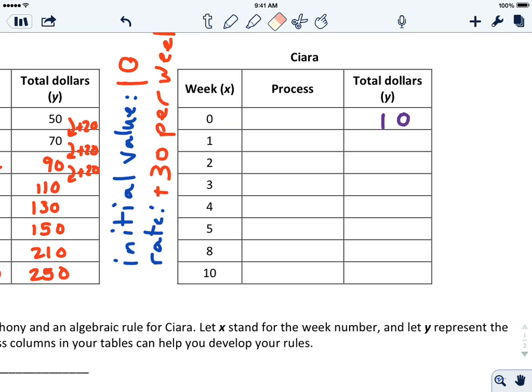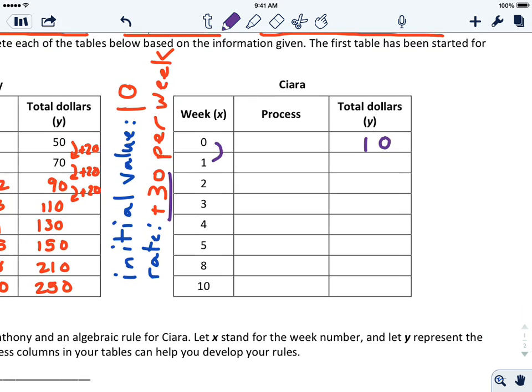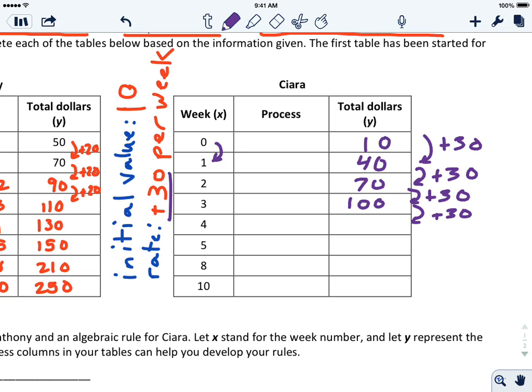Now I'm going to exploit some of the information I learned from the last table and that you should know from class. If we have a plus 30 per week, that means every time the week goes up by 1, the total dollars should go up by 30. So this next value should be 40. And then I'm going to go up plus 30 again, and so I'll have 70, and 30 more, so that's 100.